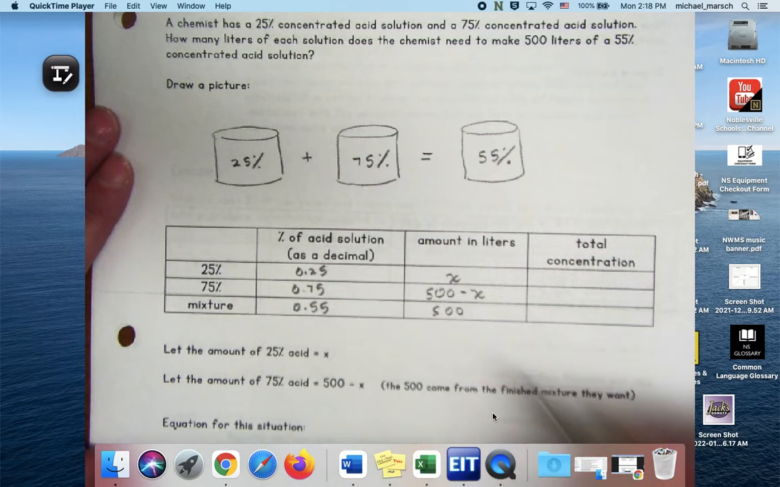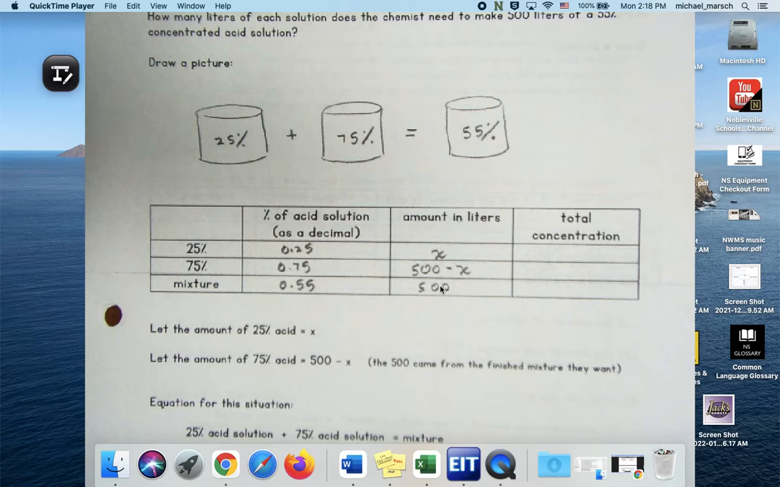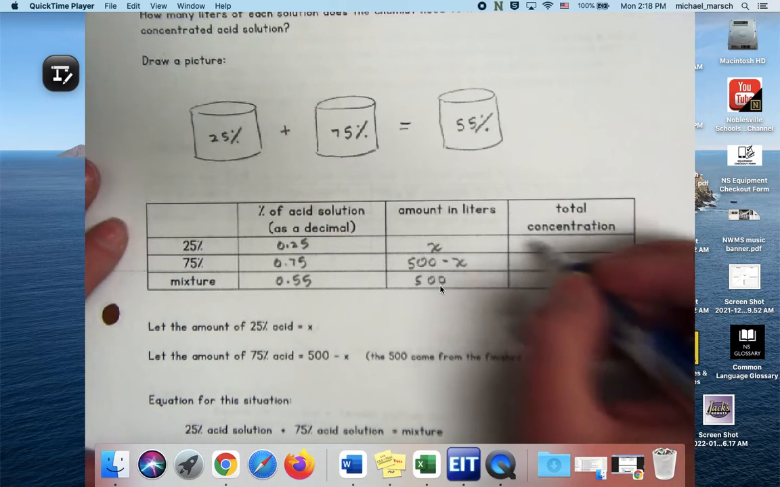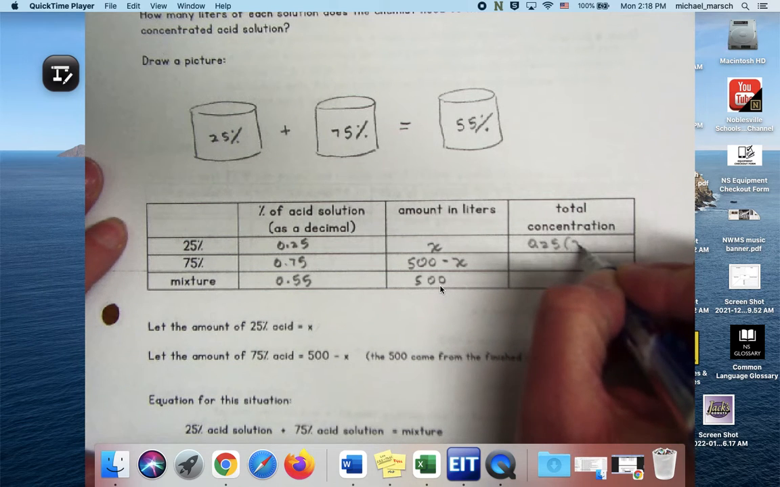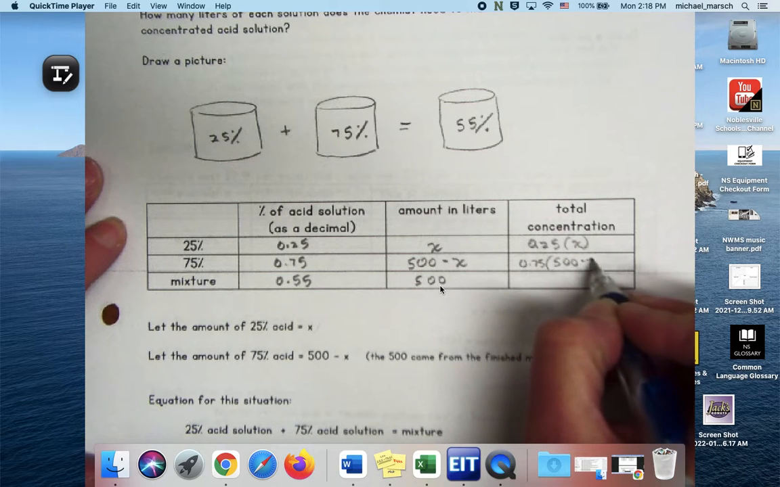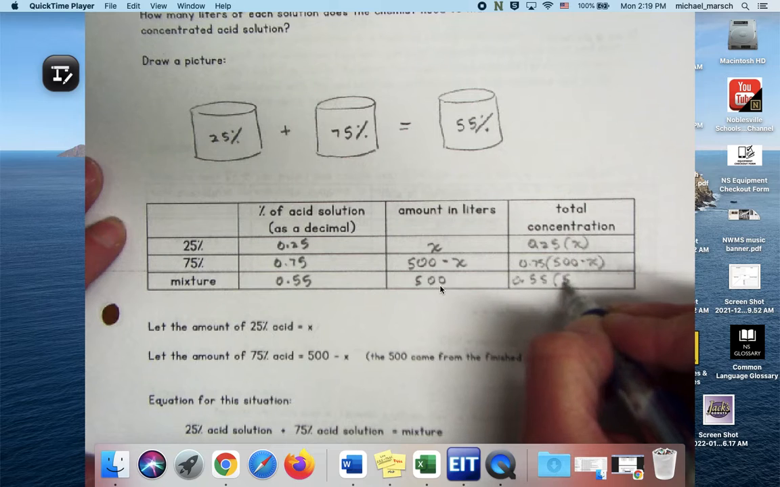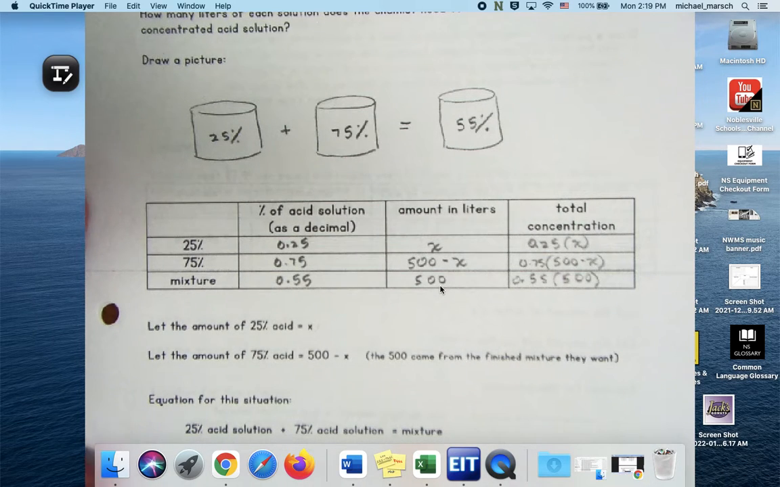So this is very similar to what we were just doing with the walnuts and raisins and teas. It's just people get a little nervous when they start to see percentages of things. So this is going to be 0.25 times x, 0.75 times 500 minus x, and 0.55 times 500. And we'll stop right there.